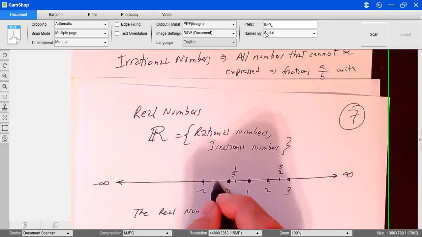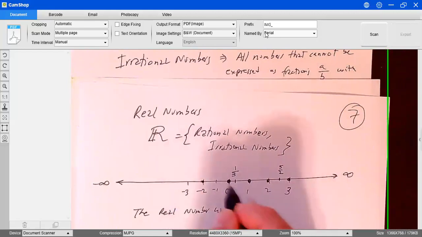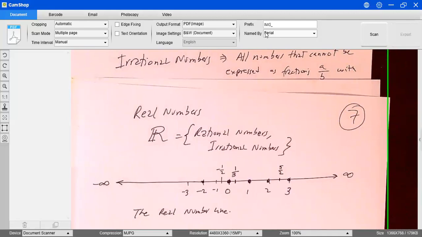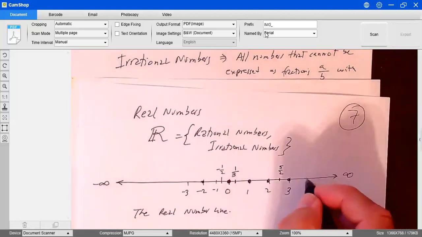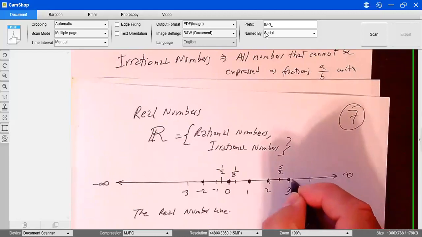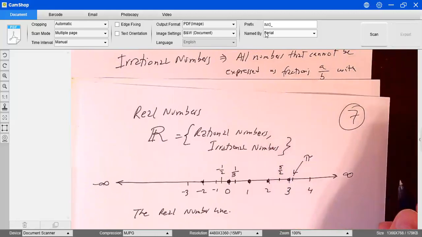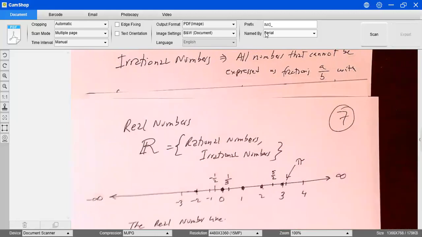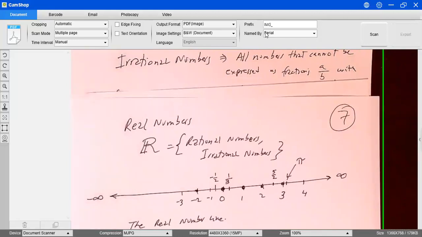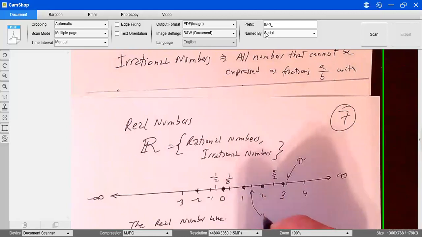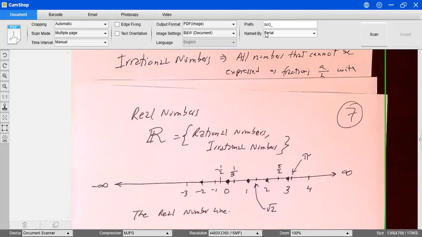You can have here -1, -3. So you can have here -1/2. And also irrational numbers. So you can have somewhere over here, it's very hard to find the right location, but you have pi. Or you can have also another number, like for example, the square root of 2 is around here. The square root of 2.